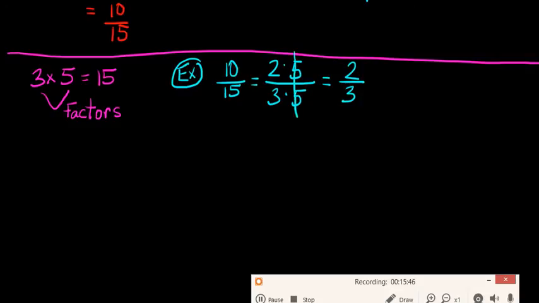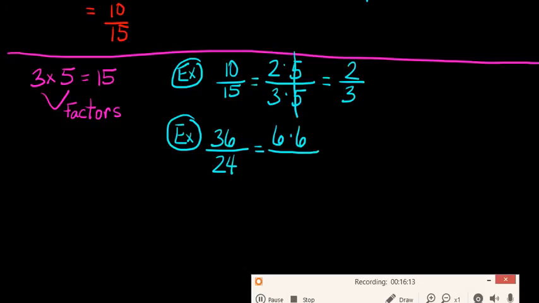Alright, so here's another example. If I take 36 over 24, let's factor it. Just thinking off the top of my head, 36 is 6 times 6. And I know that 24 is 4 times 6. And you know what? I can factor it even further. I know that 6 is 3 times 2.